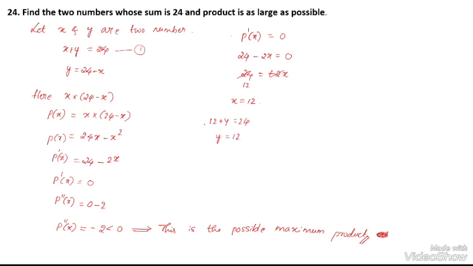Therefore, the required numbers are 12 and 12. These are the two numbers whose product is as large as possible. That product is 12 into 12, which is 144. This is the largest value.